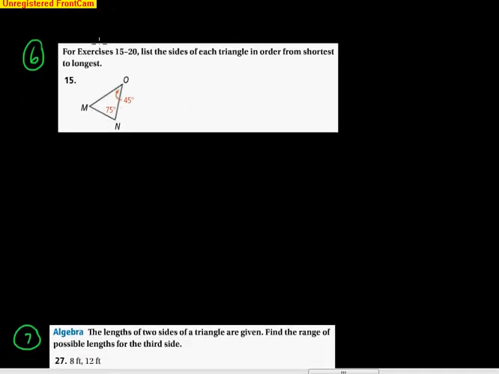6. List the sides of the triangle in order from shortest to longest. And in order to do this, we need to list the angles from shortest to longest. Right now we don't have all 3 angles, so find them using the triangle angle sum theorem. 45 plus 75 is 120. Subtract that from 180 and you get 60. So the missing angle right here is 60 degrees.